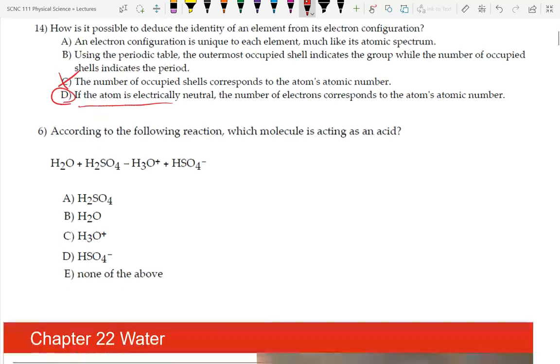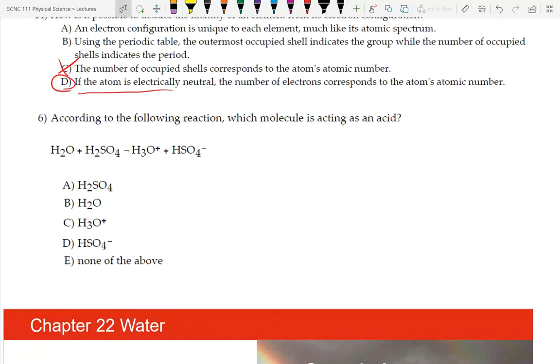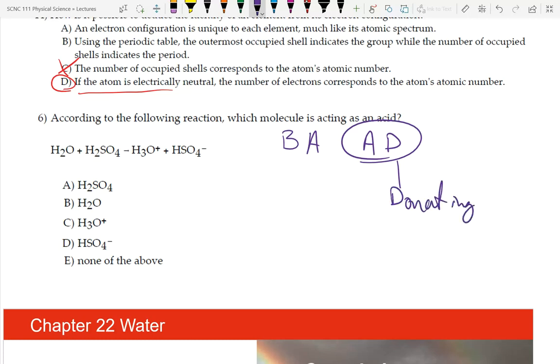Final one of these questions, according to the following reaction, which molecule is acting as an acid? What was the mnemonic that I told you should memorize? Bases? Okay, so bases accept. Acids, donate. Okay, so what we're looking at here, which molecule is acting as an acid? So which one is donating? And what's it donating? Proton. So it's asking which one is donating a proton.